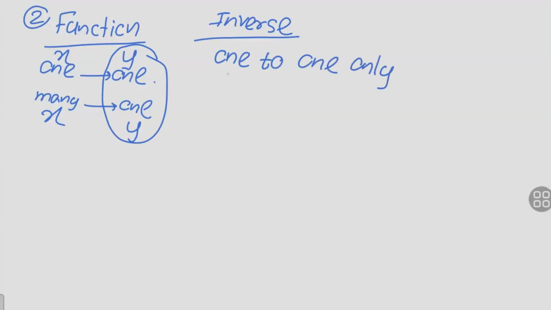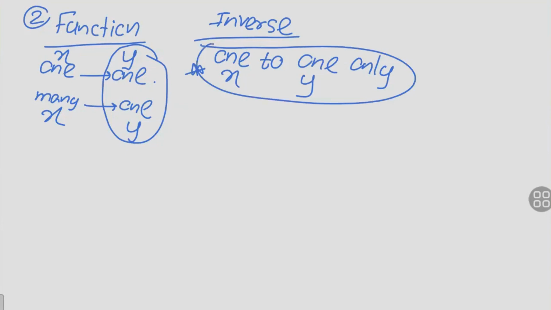Inverse function, as we defined, is 1 to 1 only, right? Very simple answer, you can write it all the time. If the question asks why this has an inverse function, you can just write this is a 1 to 1 function, that is why this has an inverse. The opposite way, if they ask why this function has no inverse function, you can write this is not a 1 to 1 function. 1 x to 1 y means function. Many x to 1 y is also a function, but an inverse function is always defined as 1 to 1 only, right?